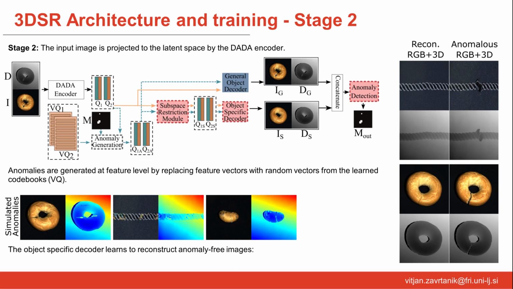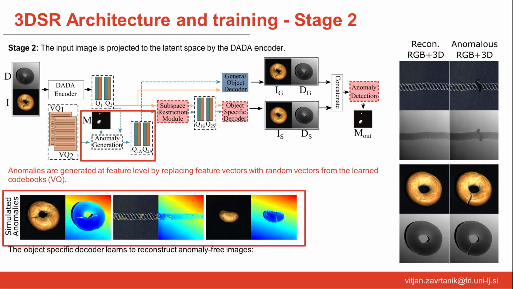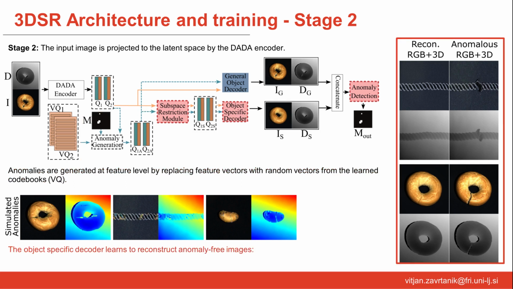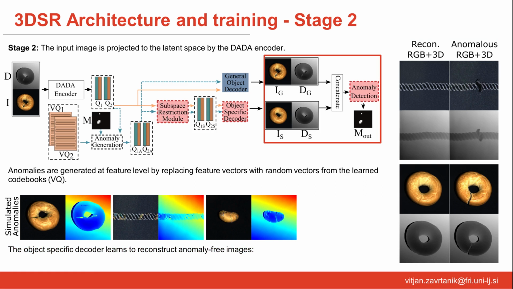In the second stage, the 3DSR model is trained. The input image is first projected to the latent space by the depth-aware encoder. Then, simulated anomalies are generated at feature level by replacing the feature vectors with random vectors from the learned codebooks. This process is capable of producing a diverse set of anomalies. The object-specific decoder is trained to reconstruct anomaly-free appearance from the features corrupted by simulated anomalies. The general object decoder reconstructs even anomalous appearance. The anomaly detection module then utilizes the information from both the anomalous and the anomaly-free reconstructions to output an anomaly segmentation mask.